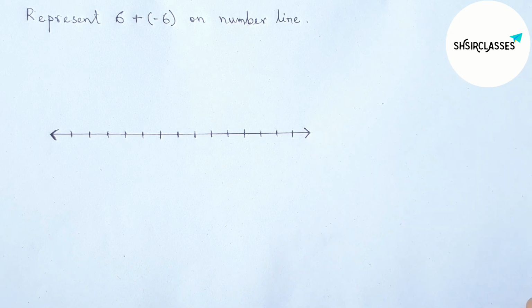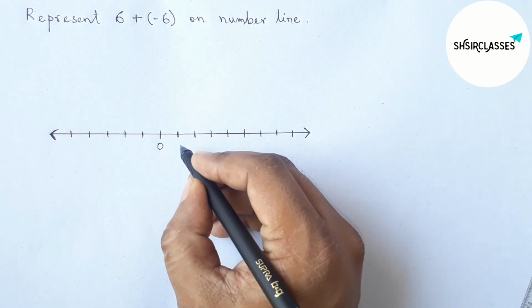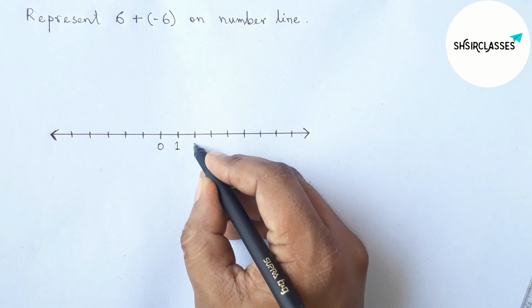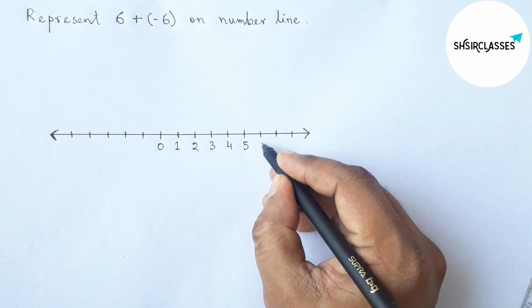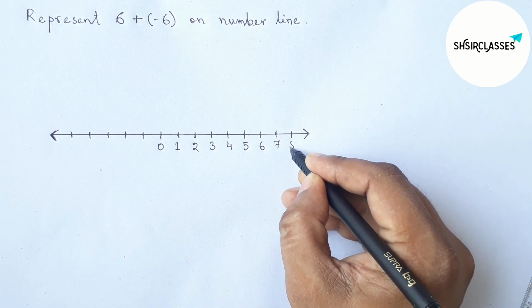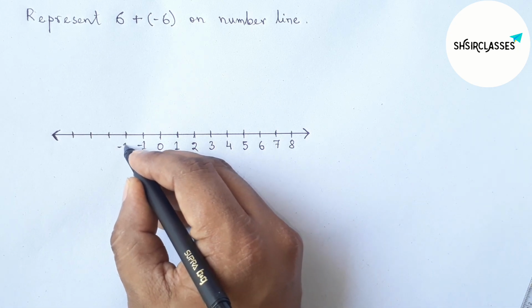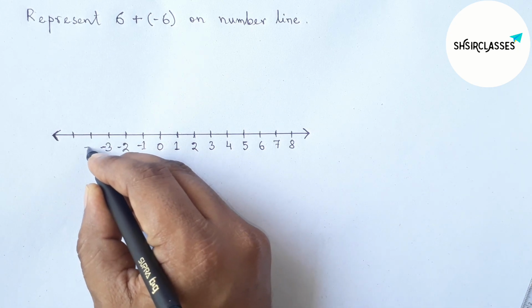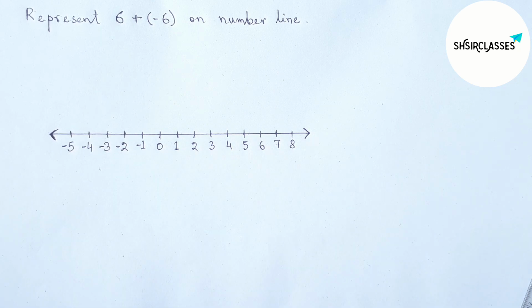Next, take the starting number 0. So taking 0 here, then 1, 2. The right-hand side of 0, all the numbers will be positive, and the left side of 0, all the numbers are negative, or negative integers. Okay, so this is a perfect number line.